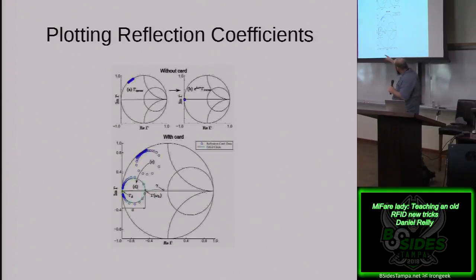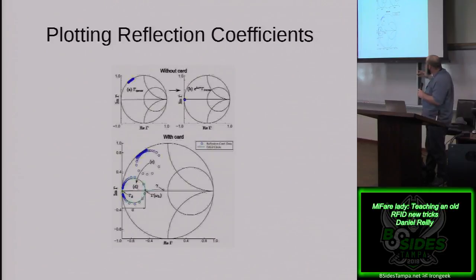Now they take their tag readings and they fit them to a circle, and then they apply the same shift that they applied without the cards. They apply it to the tag data, and then they measure the clustering density. So you're looking like a k-means clustering.